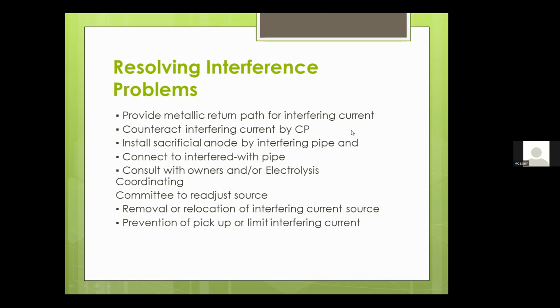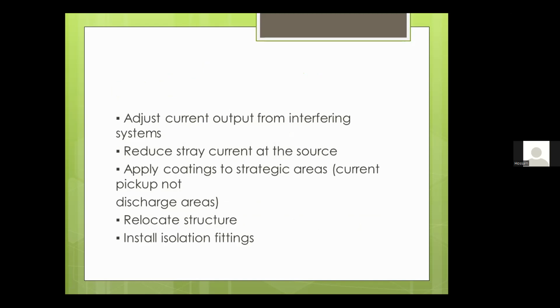We also can prevent the pickup or limit the interfering current. We can adjust the current output from the interfering system, which causes interference. We can reduce the stray current at its source. We may apply coating to strategic areas, which is the current pickup, not the discharge areas. Again, we can't apply coating to the discharge point. It will increase the corrosion and make it more severe. But we can apply it to the pickup areas only.